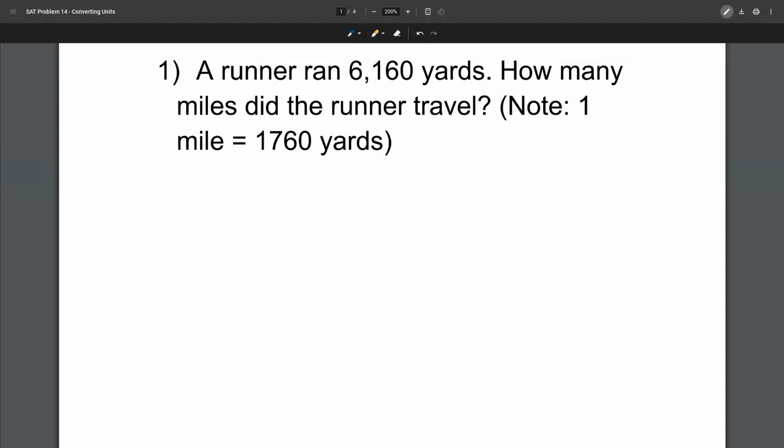In this video we're looking at converting units and word problems where you have to convert units to get the answer correctly. This may be something you would encounter on the SAT. So let's look at problem 1.